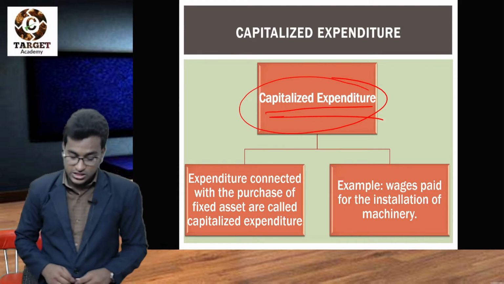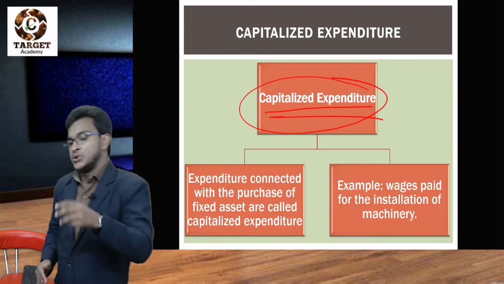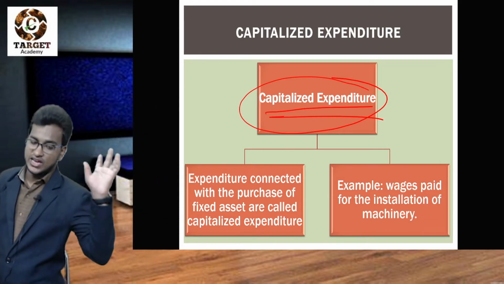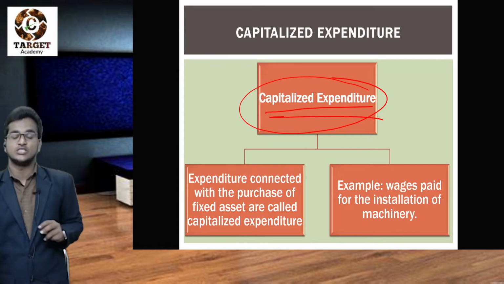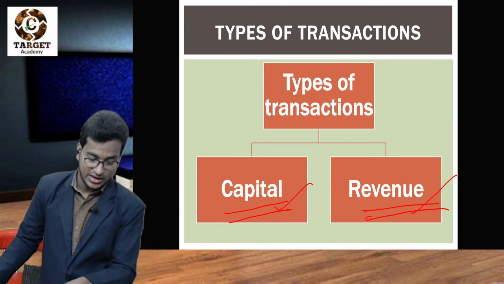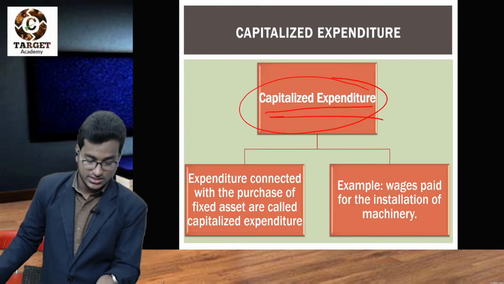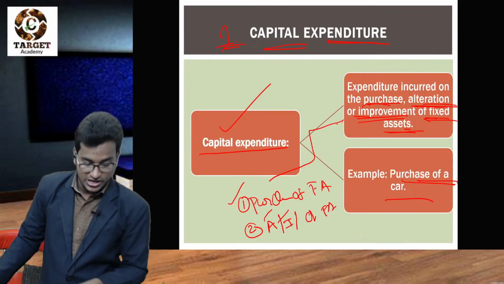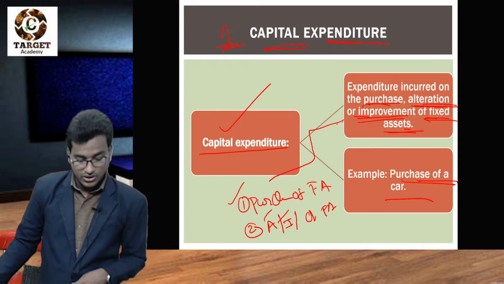Examples: wages paid for installation of machinery. You can write the best example: AC is the best example for capitalized expenditure. I'll give you time. Please write these 3 slides. I think you wrote capital expenditure, right? No. Write this chart.